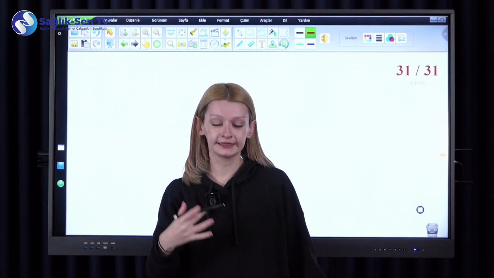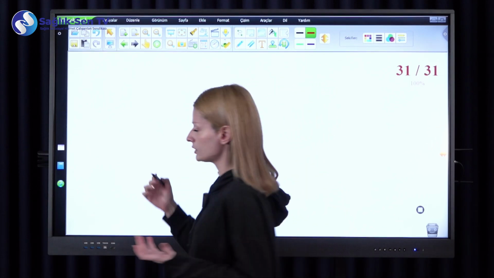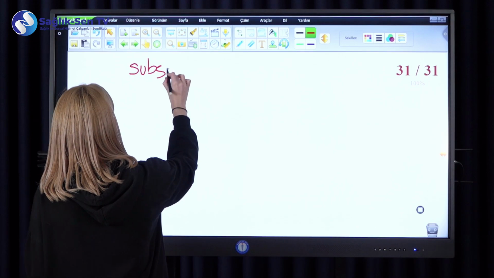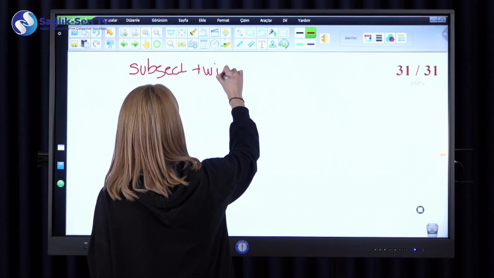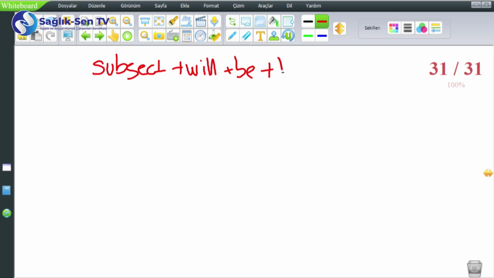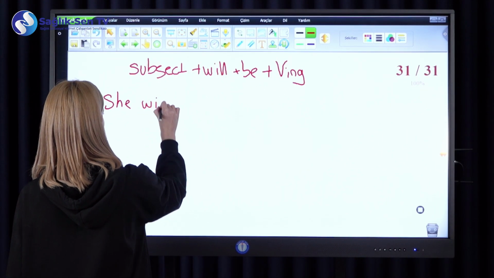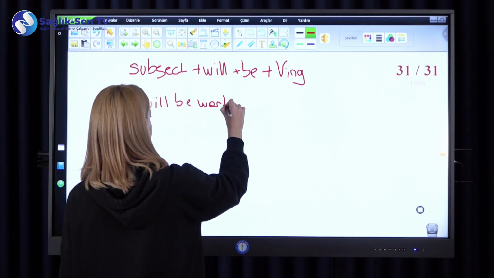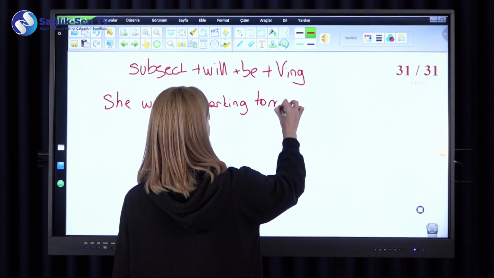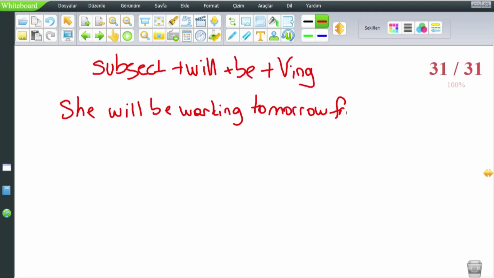And what is our sentence structure in future continuous? Subject plus will be plus verb ing. This is how we build our sentence in future continuous. For example, she will be working tomorrow from 1 p.m. to 5 p.m.